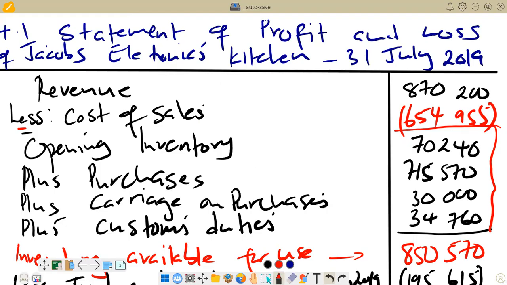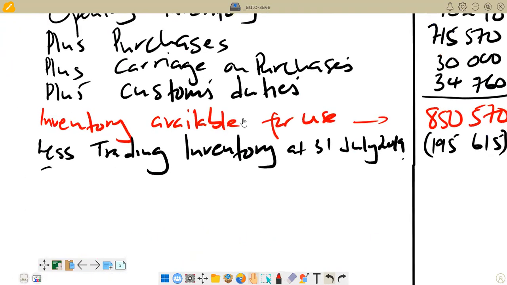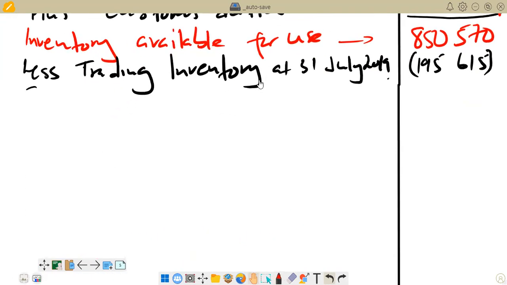Then we can now go down to see what comes beneath the cost of sales. From there, that's where we are going to find our gross profit. So the figure that is going to come here is our gross profit.